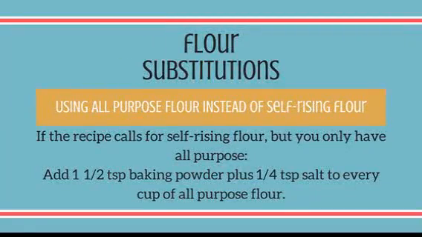Alright, next substitution is using all-purpose flour instead of self-rising flour. So let's say you've got a recipe that's calling for self-rising flour, but you actually only have all-purpose flour. No big deal. You're going to add 1.5 teaspoons of baking powder plus 1/4 teaspoon of salt to every cup of all-purpose flour you have.